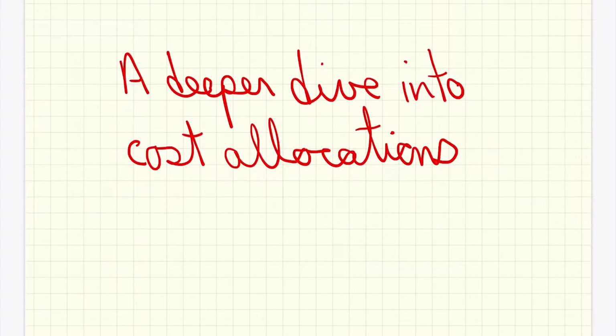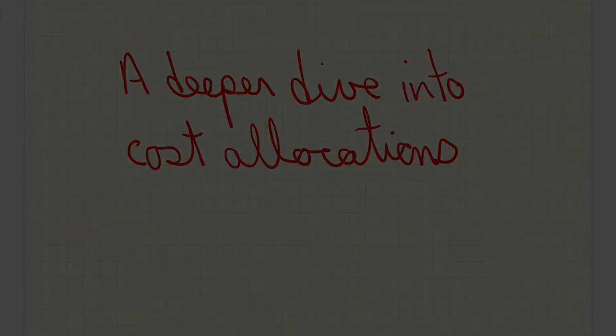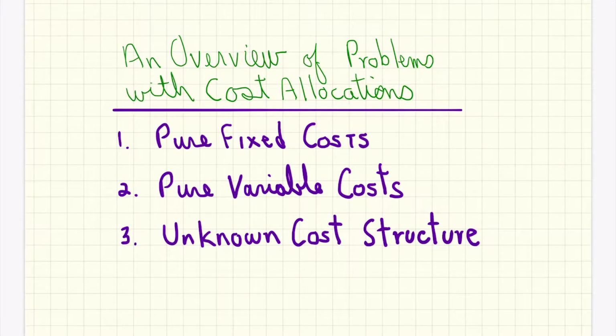In this screencast, I want to take a deeper dive into cost allocations. We wanted to look at an overview of the problems that are associated with cost allocations, which problems we can solve, and to some extent which problems are challenging for us to solve. The example we're going to use is one of mostly overhead costs being allocated to work in process, but what we're going to cover today would apply to pretty much any cost allocation.